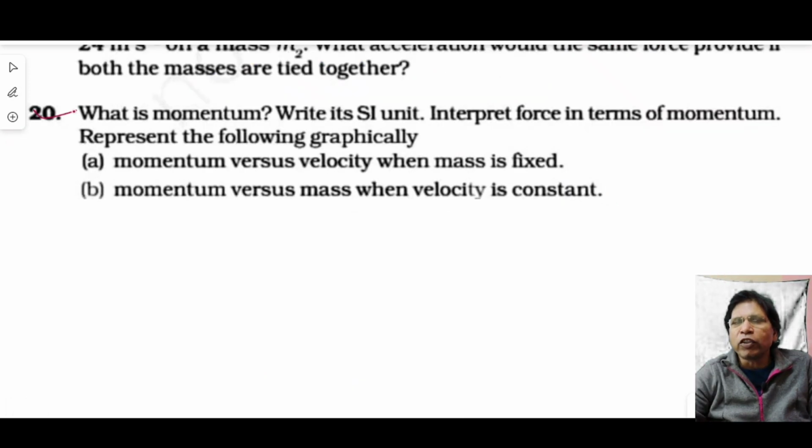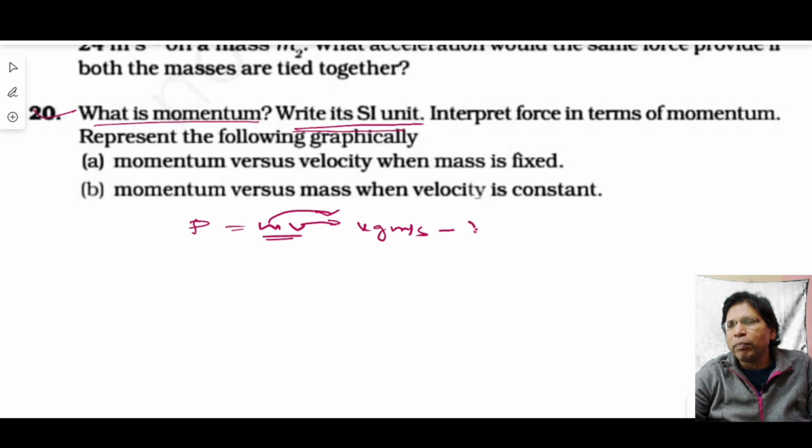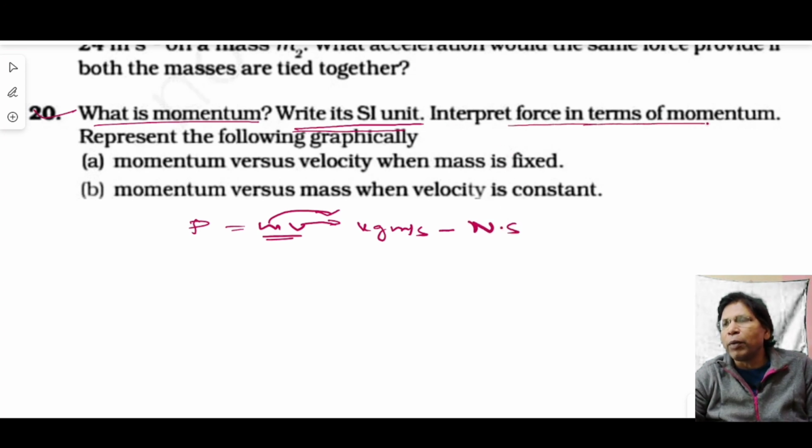Okay. Now last question. What is momentum? Momentum is the product of mass and velocity of an object. What is its SI unit? The unit of mass is kg and the unit of velocity is meter per second. So it is kg meter per second, or simply Newton into second. Interpret the force in terms of momentum. The rate of change of momentum is equal to force.